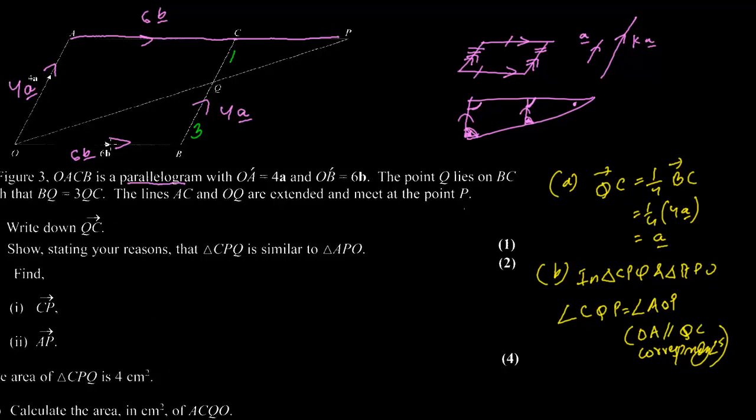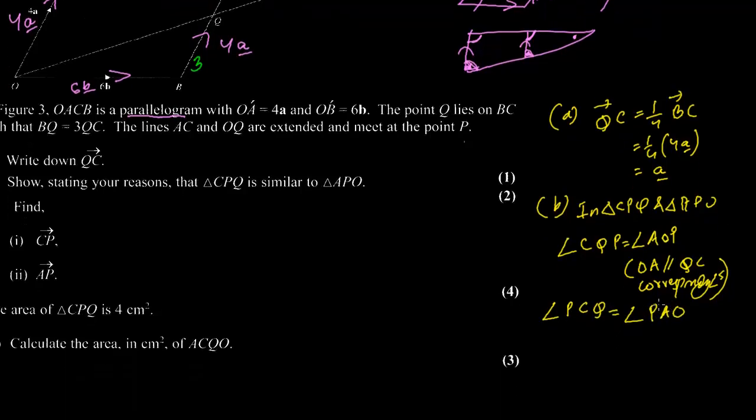The next one is this angle equal to this angle. So we can write angle PCQ equals angle PAO. They have the same reason as before. OA is parallel to QC, so corresponding angles. And the final angle has to be equal as well.